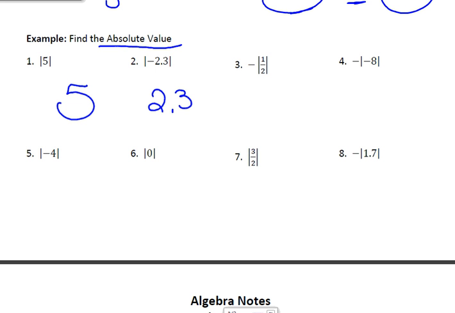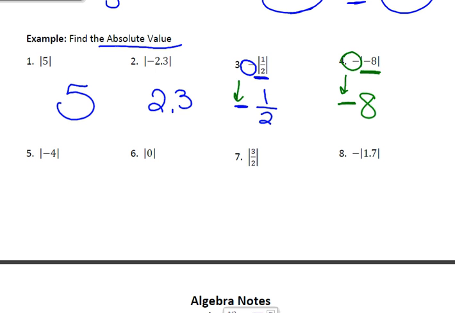Okay, here we're going to keep the negative sign on the outside. The absolute value bars don't affect that. So if we look at just the absolute value of 1/2, that's 1/2. And then we're going to attach that outside negative sign to it. So again, this outside negative sign is going to stay. So we look at the absolute value of -8. It's 8. And then we're just going to attach the outside negative sign to it.